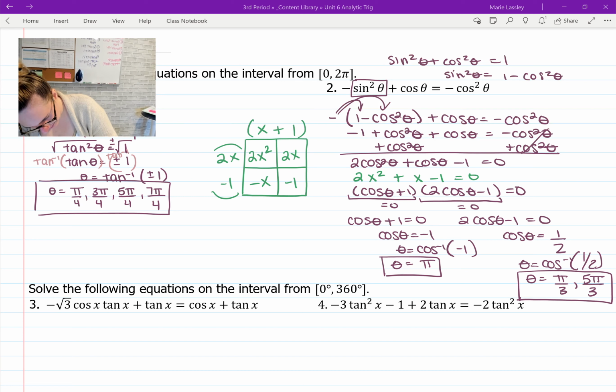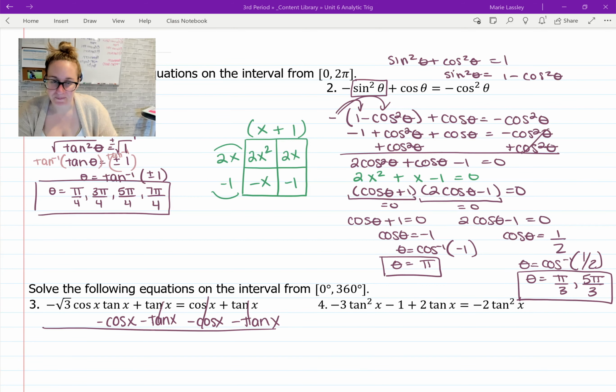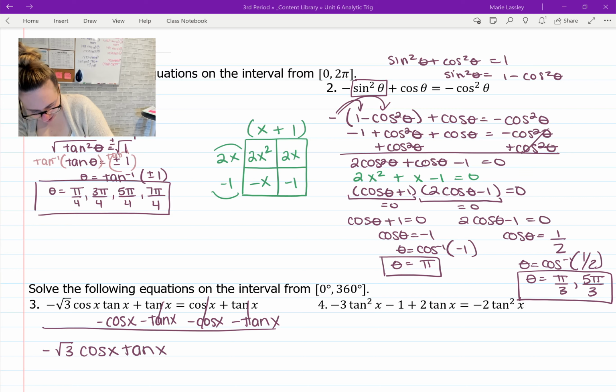So minus cosine, and then minus tangent. Ooh, which is nice because then that's going to make that go away. Tangent and then minus tangent goes away. All right, so now rewriting what we have, that's going to give us negative square root of 3 cosine x tangent x. And then we have this minus cosine x off to the side. The tangents canceled, so we don't have any of those left, and then equals 0.